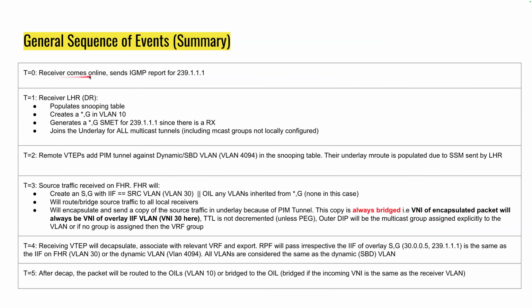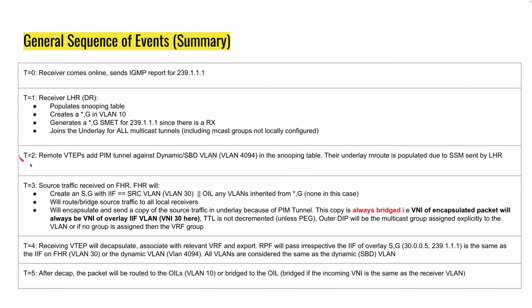At t equals 0, the receiver comes online and sends an IGMP report for 239.1.1.1. At t equals 1, on the LHR, which is the DR itself because we do not have any other devices there, it populates a snooping table. It creates a star comma G in VLAN 10 in VRF blue, and it would generate a star comma G EVPN route because there is a receiver. It will also join all the underlay multicast tunnels, whichever it has received from the peers, with the L3 route targets.